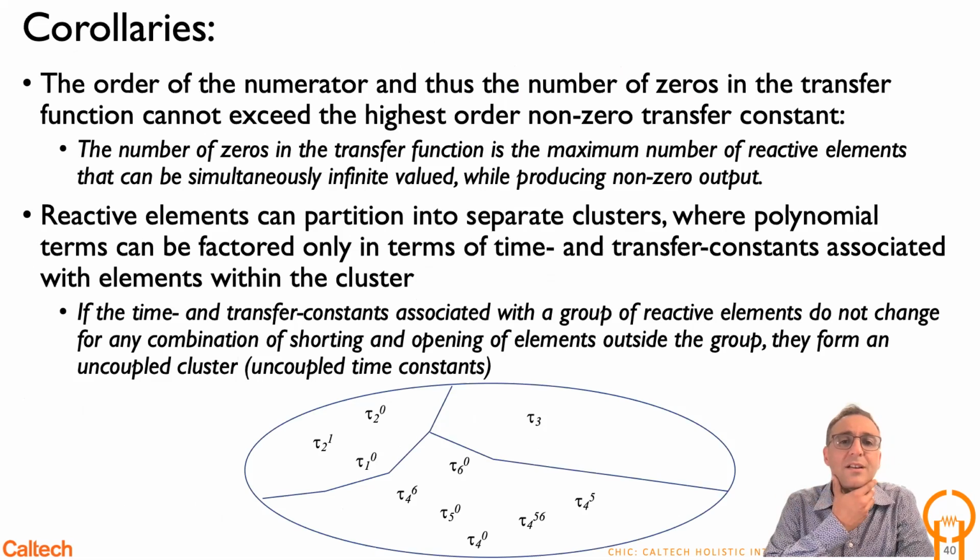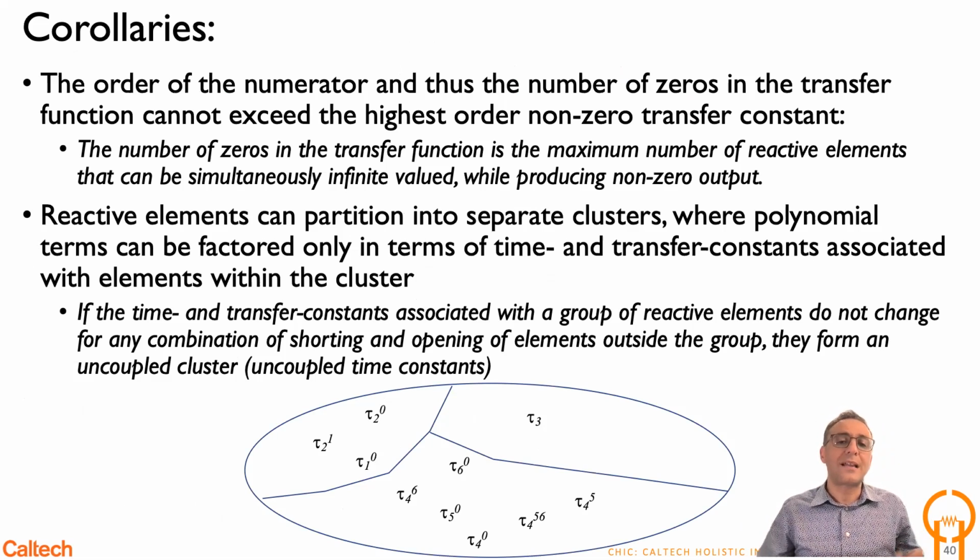So it's interesting. We did talk about these corollaries. The first one is the one we just talked about. And the second one is that, in general, there can be situations where there are clusters of time constants that are coupled. There can be a single time constant that's uncoupled from the other ones. We briefly talked about that.